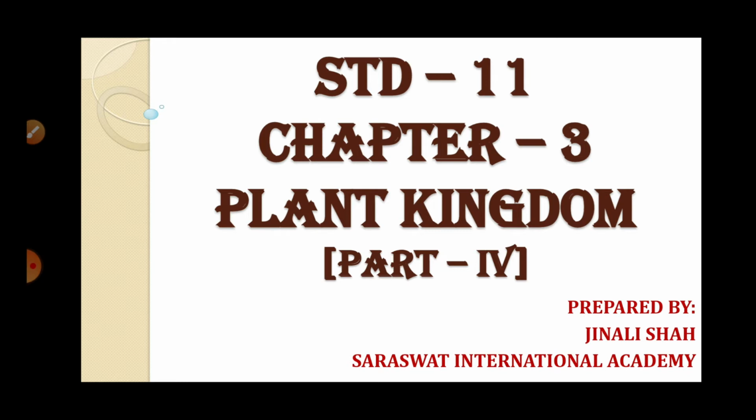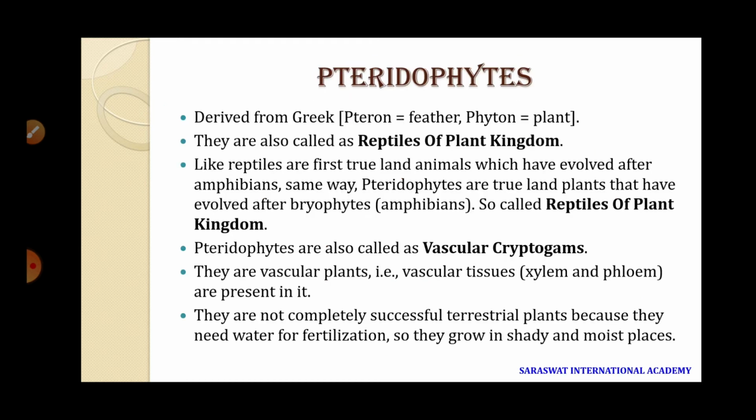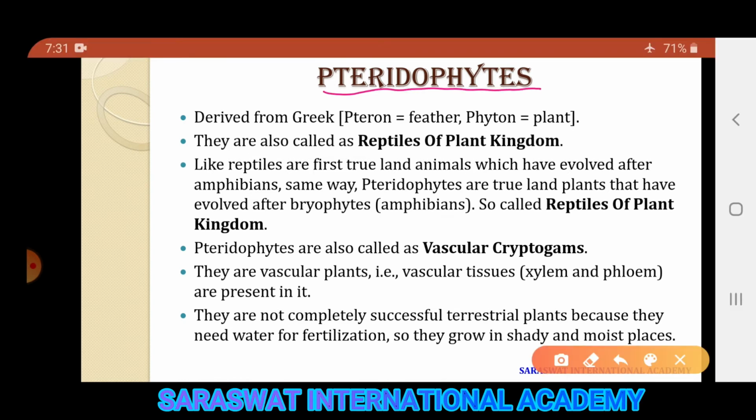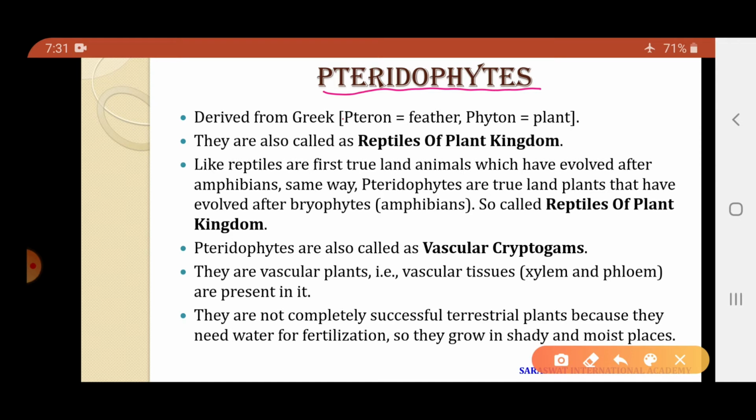Students, today we will begin with the next part of the chapter Plant Kingdom. In the last video, we studied the bryophytes. Today we will begin with the pteridophytes. The word pteridophyte is derived from the Greek words pteron, which means feather, and phyton, which means plant. So the pteridophytes are commonly called the feather-like plants.